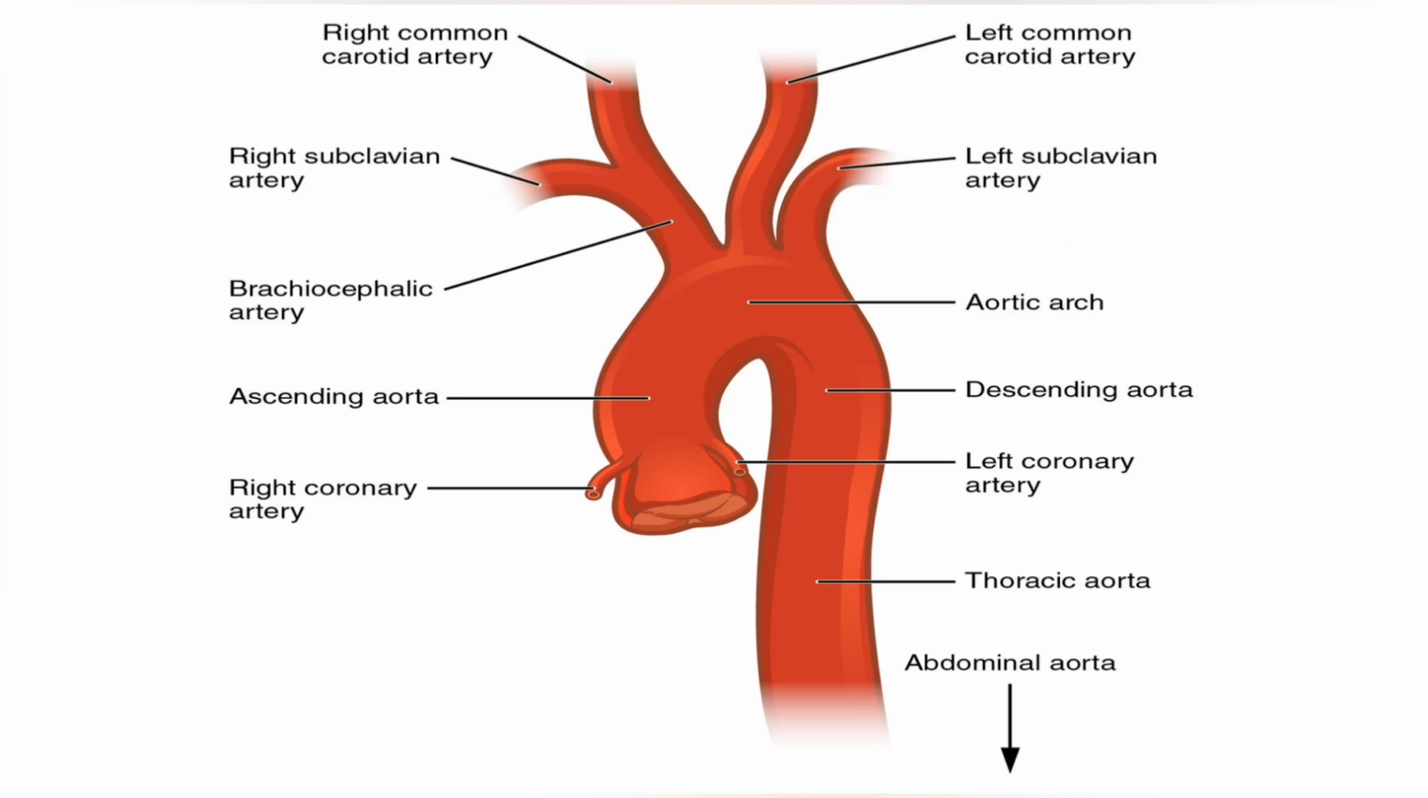Brachiocephalic artery. Brachial represents arm, cephalic represents head. It splits into the right common carotid artery and the right subclavian artery. The right common carotid artery supplies blood to the brain and the right side of the head and neck, and the right subclavian artery supplies the right arm. The left common carotid artery brings blood to the left side of the brain and neck.